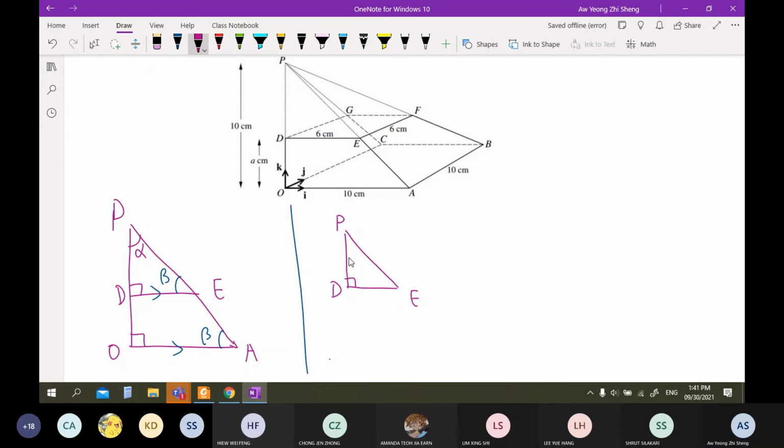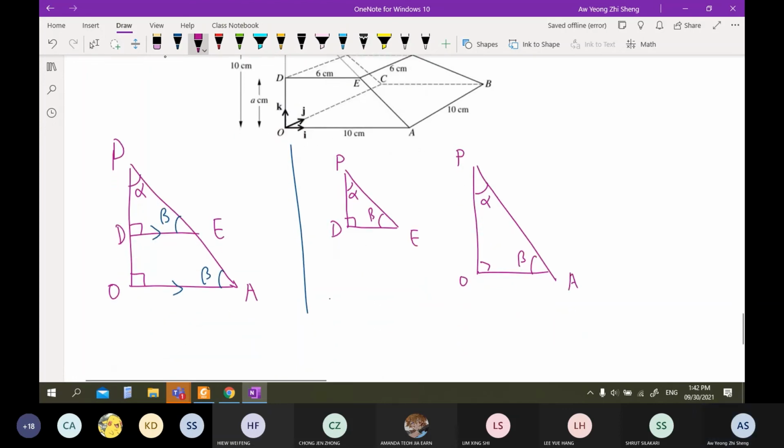So now if I draw these two triangles separately, PDE will have right angle, alpha, beta. This bigger one, POA, is also right angle, alpha, beta. And so when three interior angles are the same, then these two triangles are said to be similar. Of course, a more intuitive way of looking at it is that one triangle is an enlargement of the other. And this is also a characteristic of similar triangles.